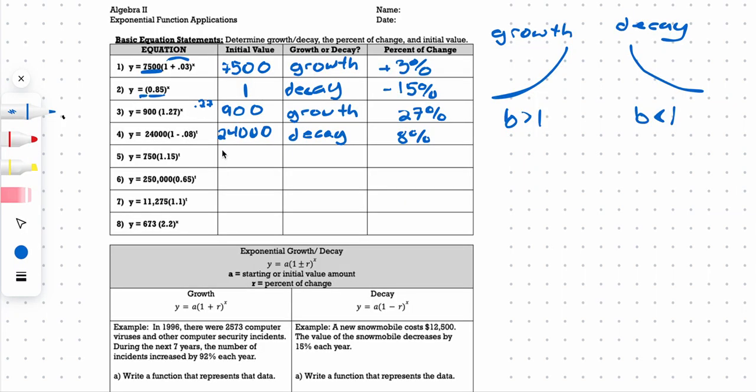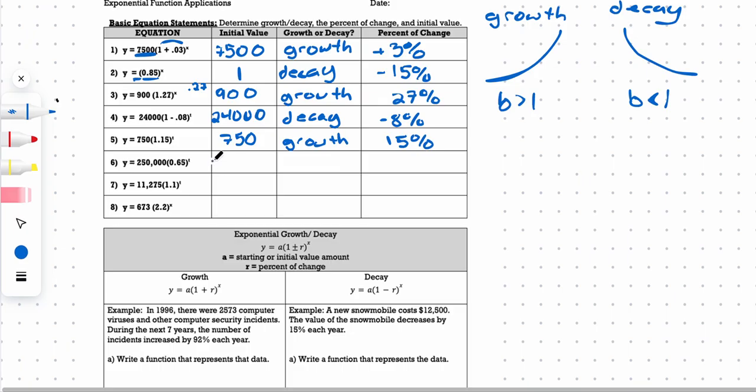Okay. Here, our initial value is our value up front. In this case, it's 750. Our b value inside, what we're raising to the t power, is 1.15, which is greater than 1. So it's growth. So we see an alternating pattern here. And how much greater than 1 is this? 0.15, and that translates to 15%. Now up here, sorry, this is negative 8%. Just want to clear that up, my bad.